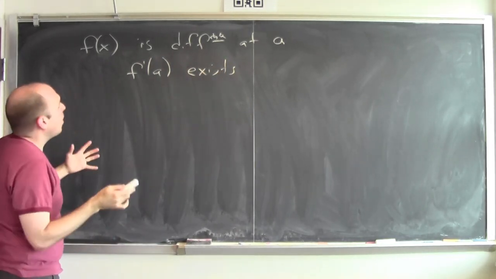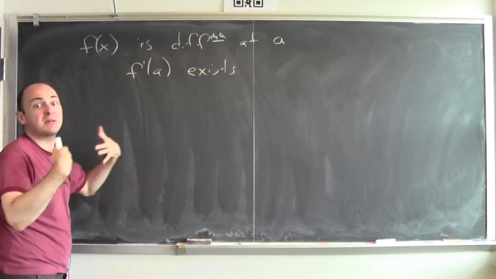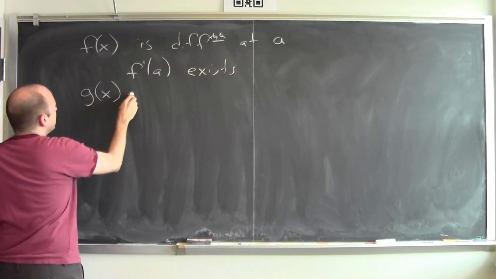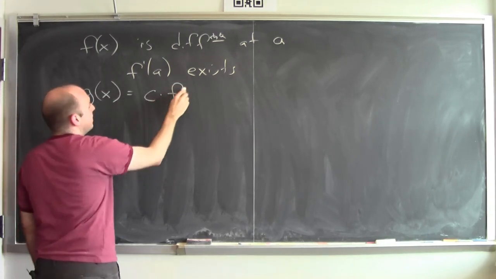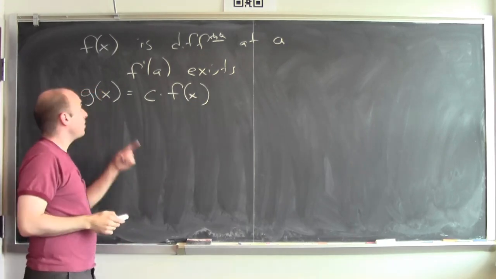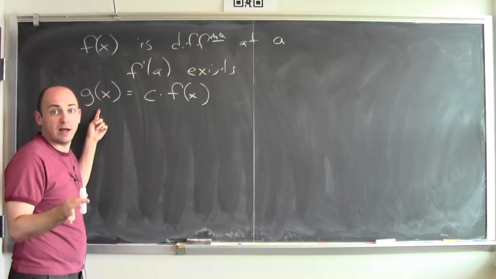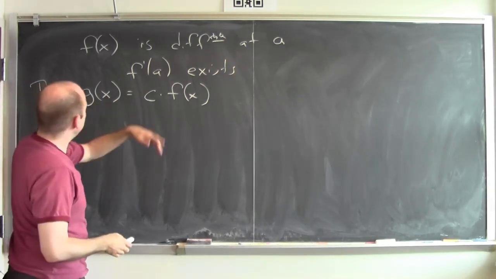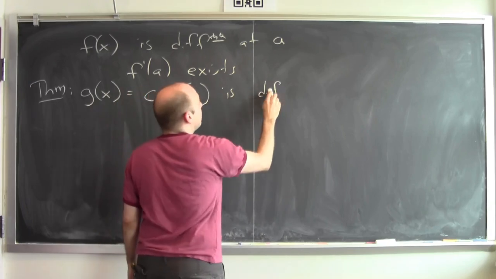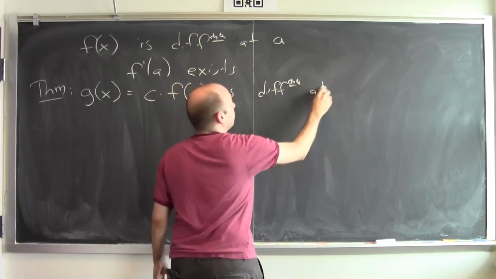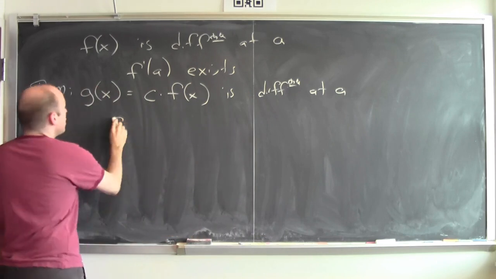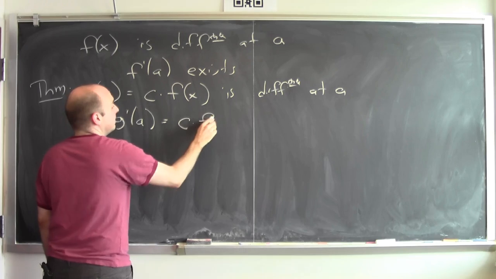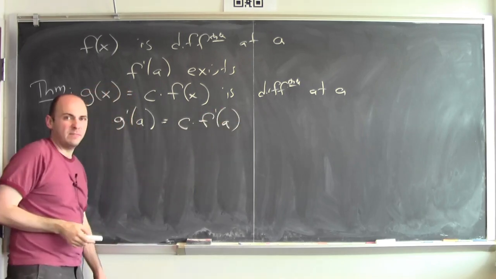Now I want to know what happens if I define a new function which is some constant times this function. So I'll define a new function g of x which is c times f of x. And I don't know if g of x is differentiable or not. So the theorem is that this function is also differentiable at a. And in fact, the derivative of g at a is c times the derivative of f at a.